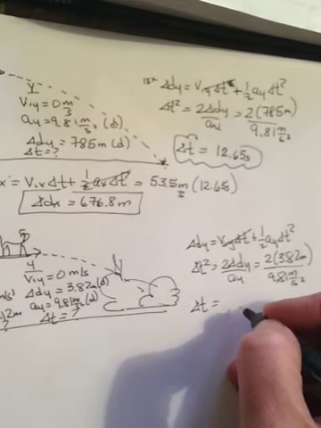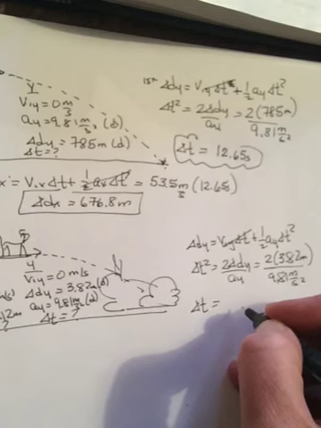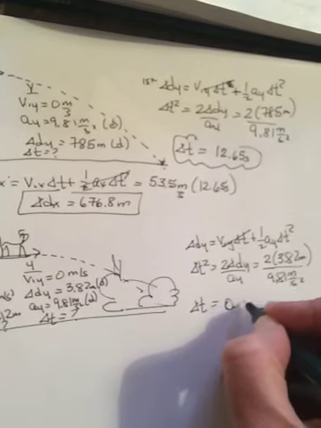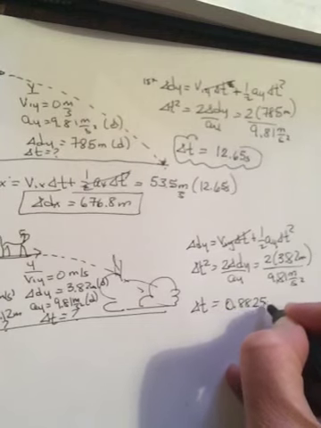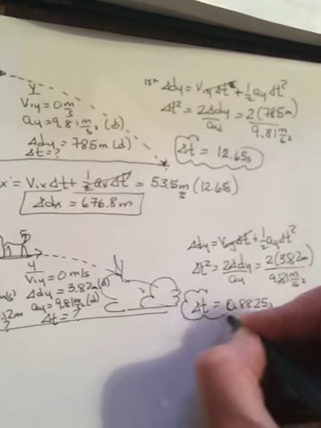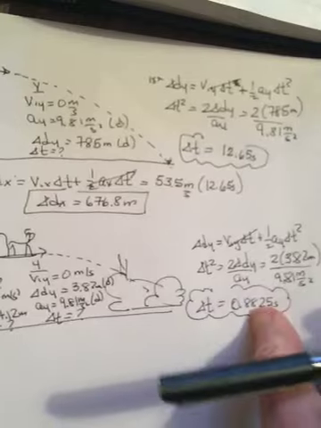Before the square root, it's 0.778797. After the square root, it's 0.8825 seconds. Okay? So this is the time that the little cougar's in the air.